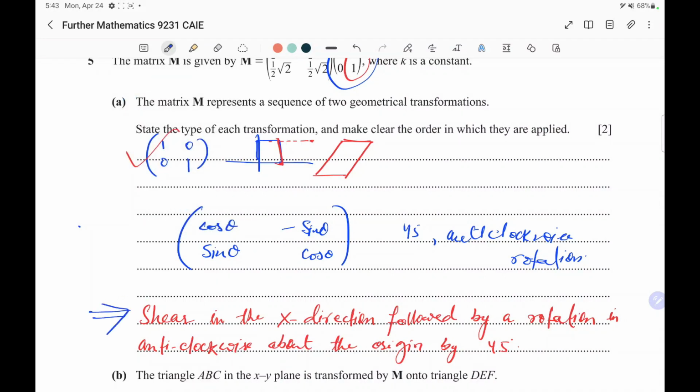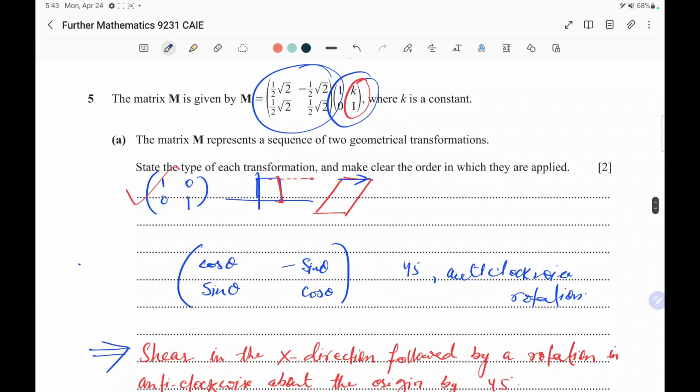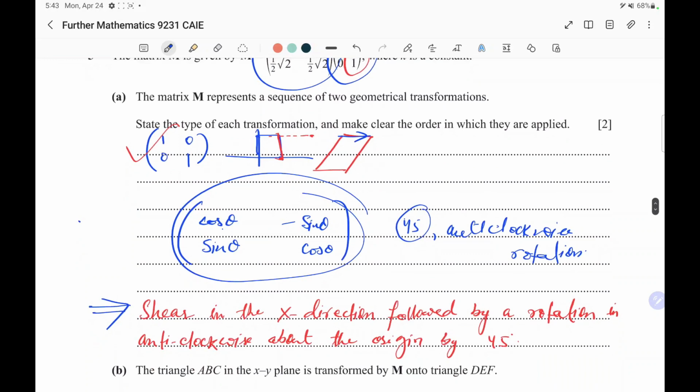This is called shear. So shear in the x direction, followed by rotation anti-clockwise about the origin. Now, we know that if you are rotating by theta in the anti-clockwise sense, the matrix is cos theta, sin theta, minus sin theta, cos theta. Here, if you apply 45 degrees, you get cos 45, which is root 2 over 2. So this is simple, you just need to observe.